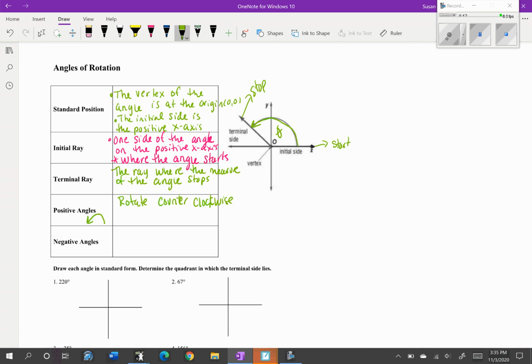And why do they go counterclockwise? Because they follow the quadrants. So again, this is quadrant 1, 2, 3, and 4. So that's why going that direction will give you a positive angle measurement starting with the x-axis. Negative angles are going to be rotating clockwise.